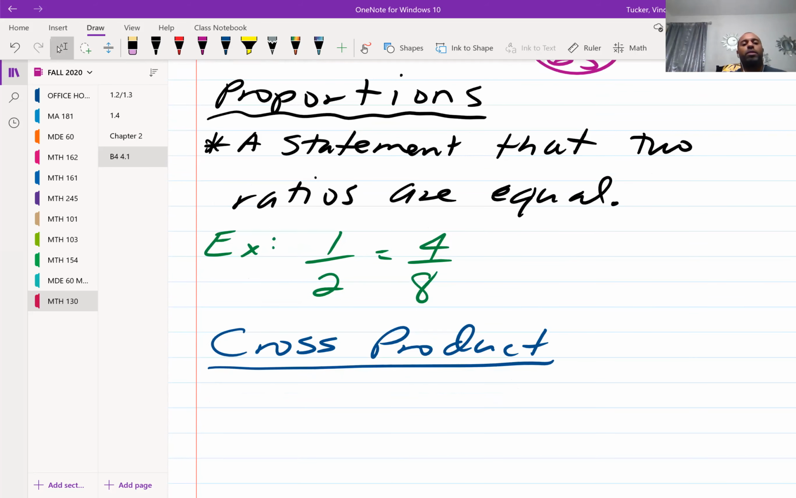All right, so a proportion is just a statement that two ratios are equal. So in this case, 1 over 2 is equal to 4 over 8 would be considered a proportion.